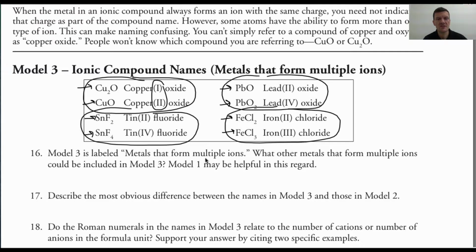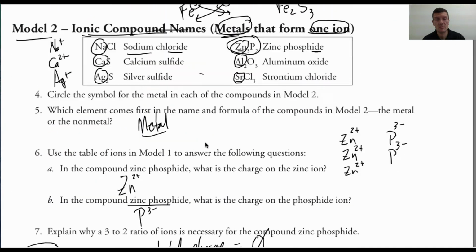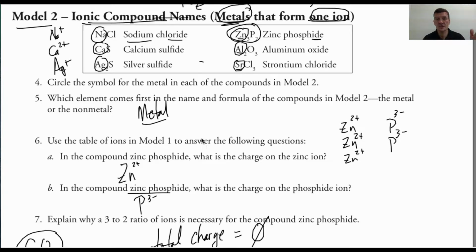Model 3 is labeled metals that form multiple ions. Remember, those are the transition metals. What other metals that form multiple ions could be included in Model 3? Well, any of those transition metals, if we scroll back up here, any of these transition metals in this central region, excluding silver, zinc, and aluminum, are going to have multiple possible ions. So you're going to have to use Roman numerals when you come across those. That's why I suggested you memorize always that group 1, group 2, and then aluminum, zinc, and silver always have the same ion charge. All the others are multiple ones.